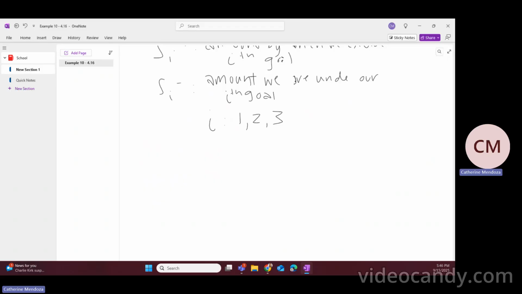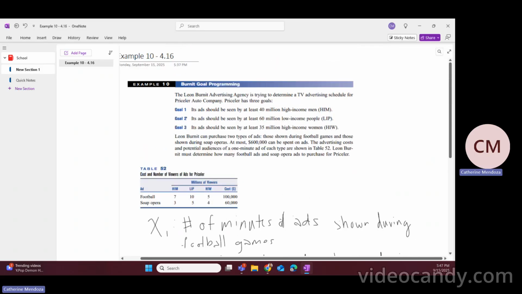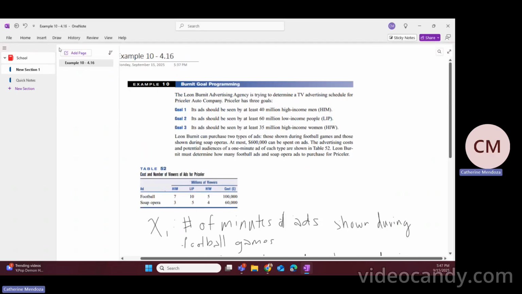Our next thing we want to look at are the constraints. So we have our constraints based on our goals. Constraint number 1 will be based on our first goal. If we go back up to our goals, we want at least 40 high-income men. I'm going to copy this: 40 high-income men to see our ad.